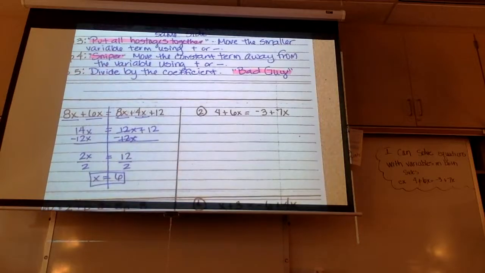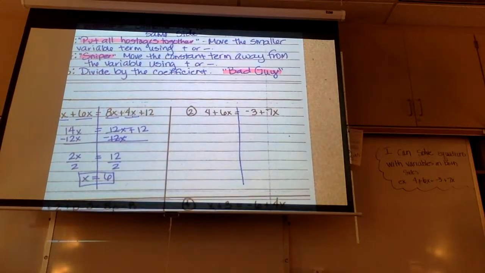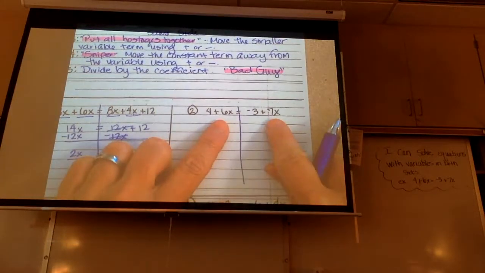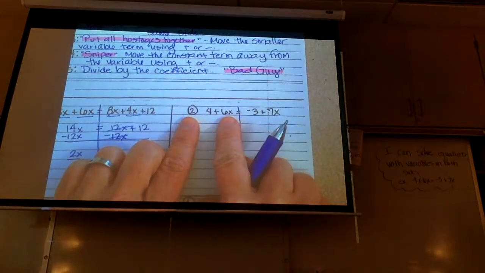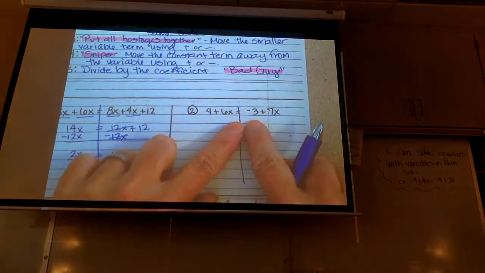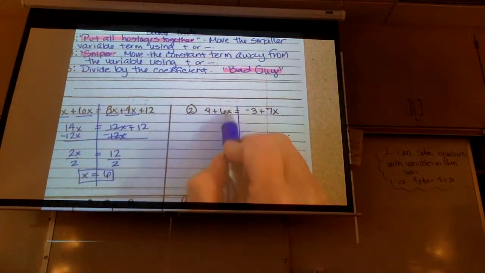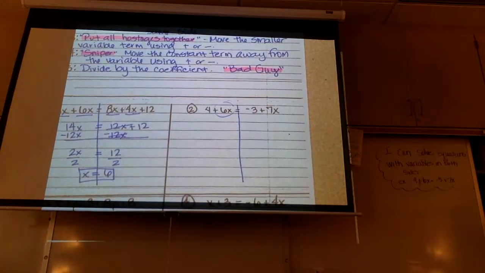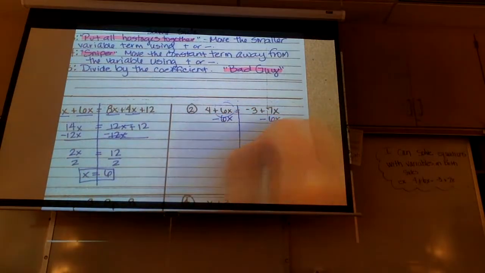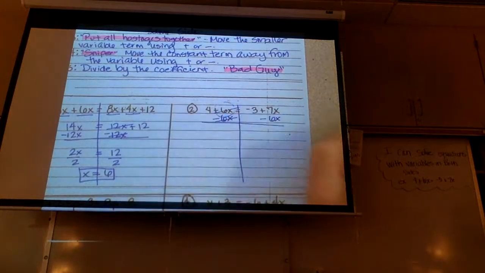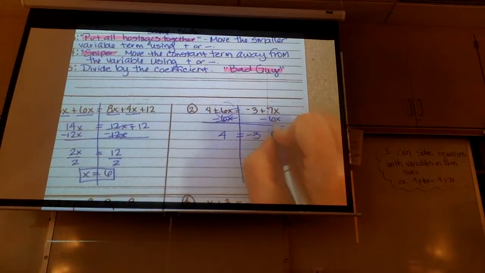Okay, number 2. Draw a line over the equal sign. 6x and 7x. I don't have any like terms on this side because that's a number and that one has a last name of x, a number and a last name of x. So I don't have any brothers on this side. So I'm going to move the smaller term, which is this plus 6x. I'm going to subtract 6x from both sides. That leaves me 4 equals negative 3.